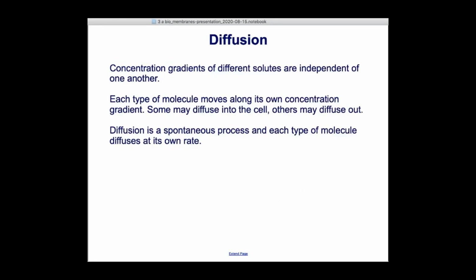Concentration gradients of different solutes are independent of each other. Each type of molecule moves along its own concentration gradient. Some may diffuse into the cell, others may diffuse out. Diffusion is a spontaneous process, and each type of molecule diffuses at its own rate.